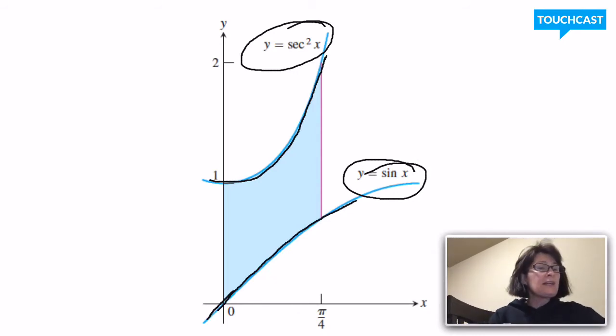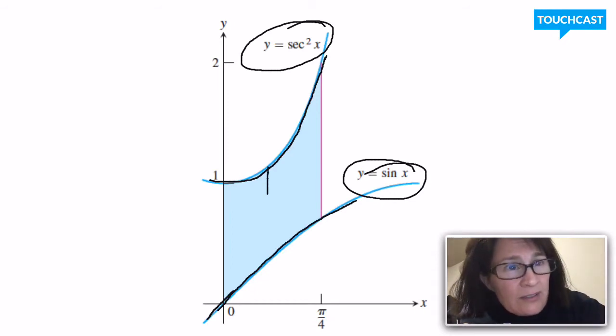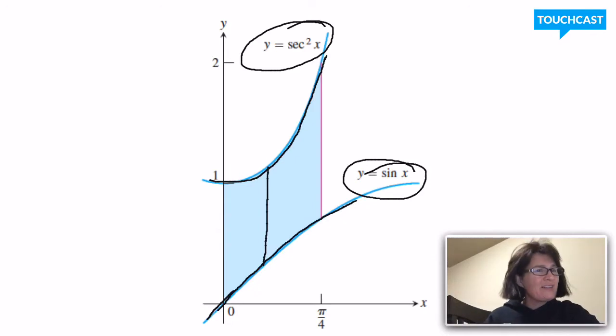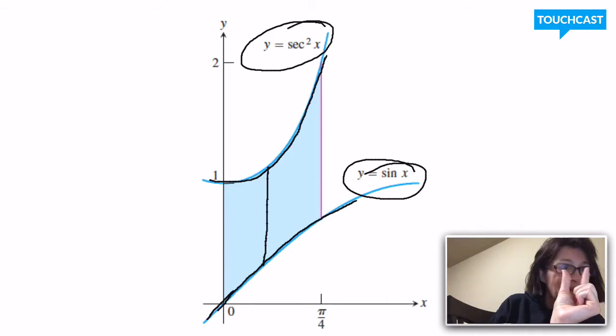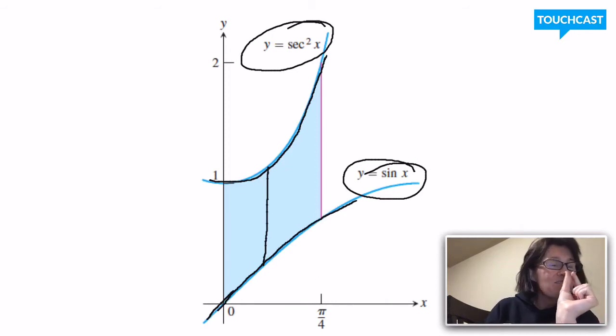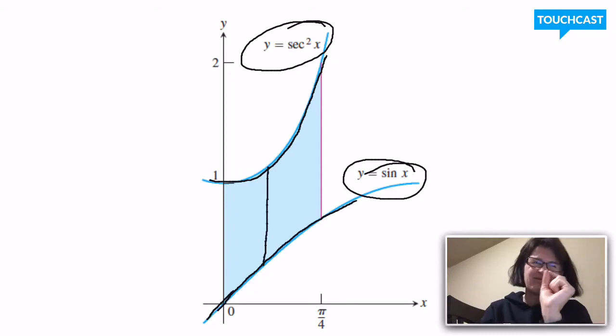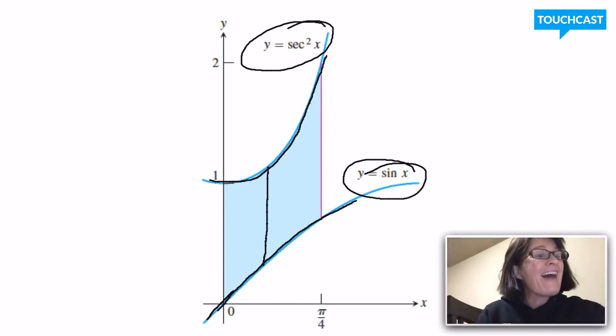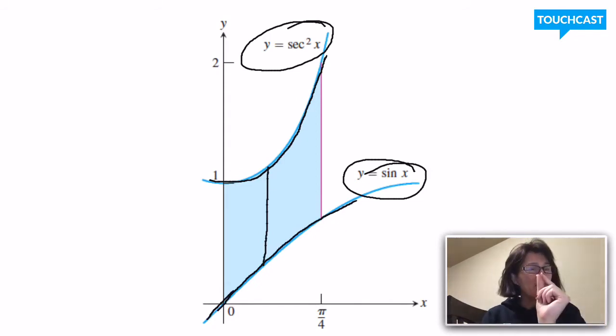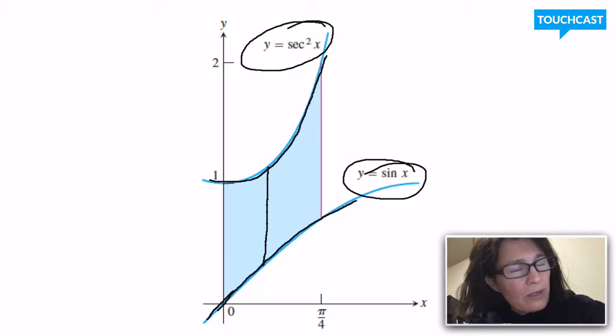So if I were going to think about this region as infinitely many, infinitely thin rectangles, here is an example of one infinitely thin rectangle. Its width is a very, very small change in x, which is dx. It's infinitely small. It's close to 0. And the height of that rectangle, the thing I'm going to multiply that very tiny width by, is this distance. So however tall that line segment is.